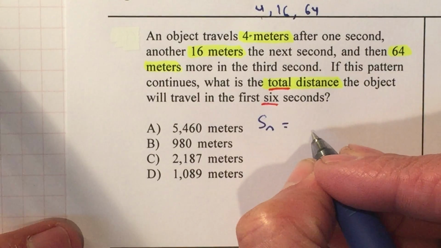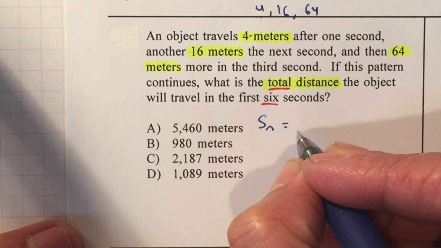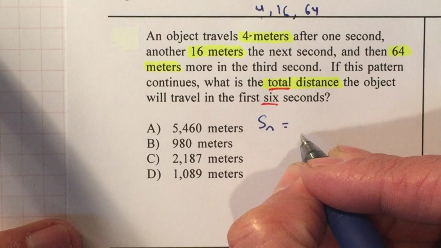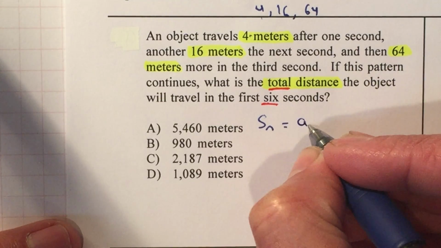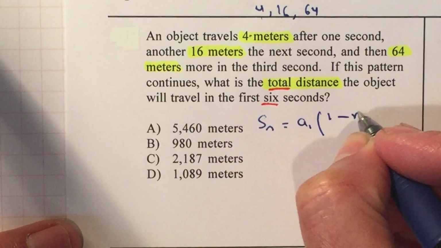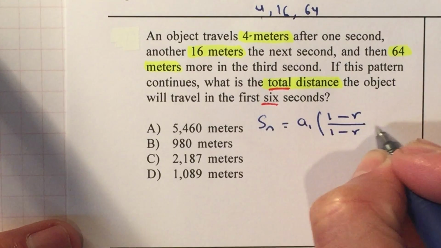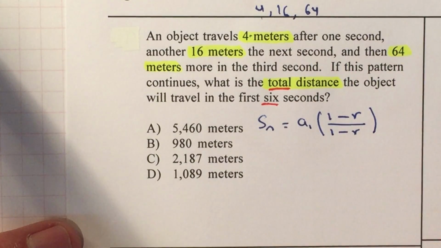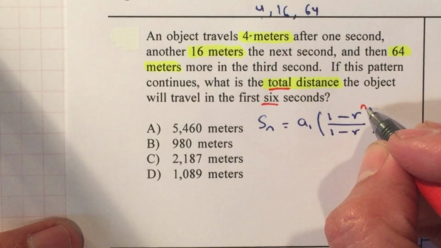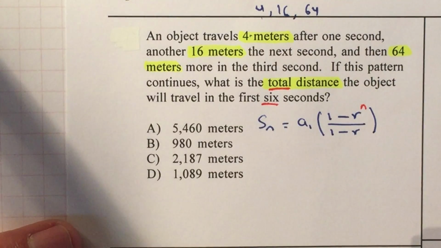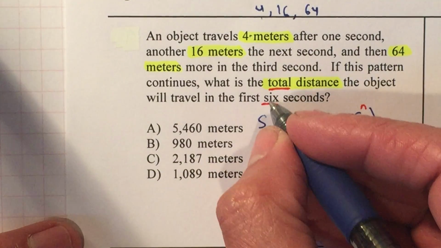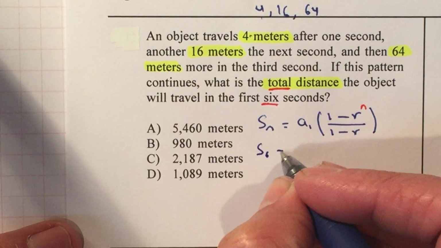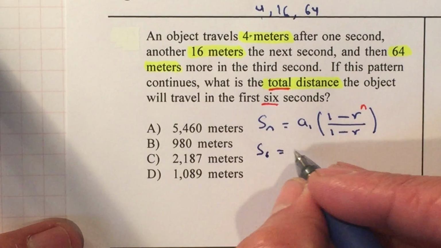So see if you can remember your equation. You must memorize it for the test. So your equation is A1 times (1 minus R to the N) over (1 minus R), where R is your ratio. And I'm missing something. I'm missing the N, which is how many numbers we are adding. So for the sum of the first 6 numbers, N is 6. A1 is the first number, which is 4.